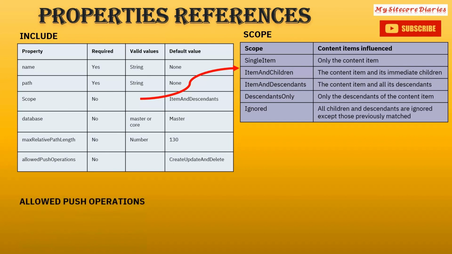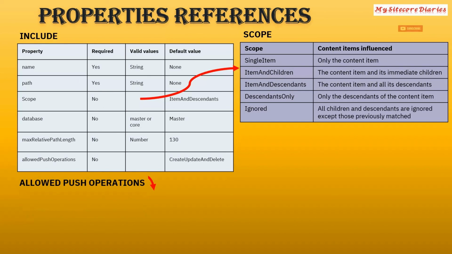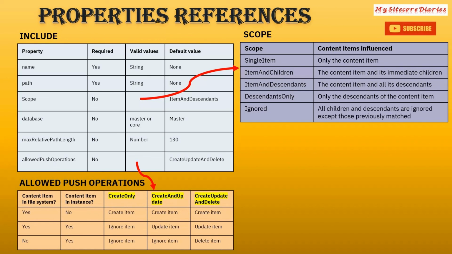Whereas if you see the allowed push operation, there are 3 values: create only, create and update, and create, update and delete. So how it works: if you have an item in your file system and there is no item in the database, then it will create. If you give create only, it will create an item. If you say create and update, it will also create an item. Create, update and delete will create the item.